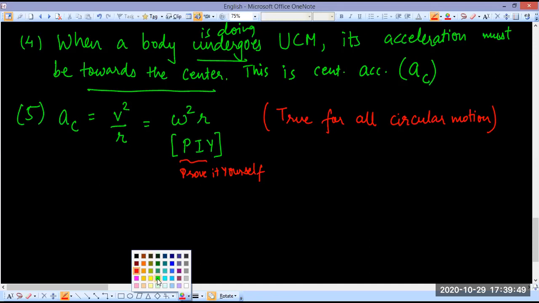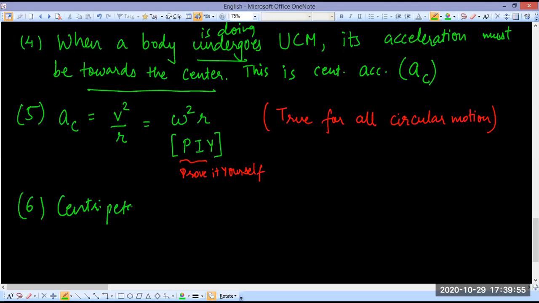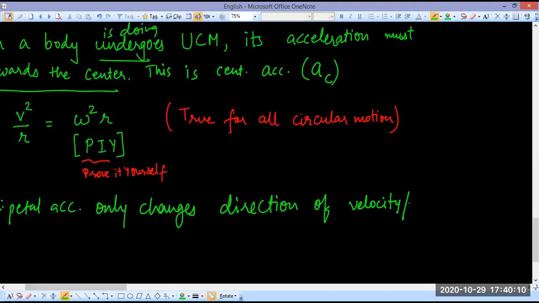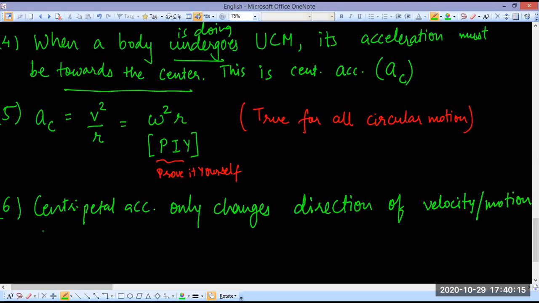Okay, point number 6. Centripetal acceleration only changes the direction of velocity or direction of motion. Right? Centripetal acceleration only changes the direction of velocity or direction of motion, but never changes speed.